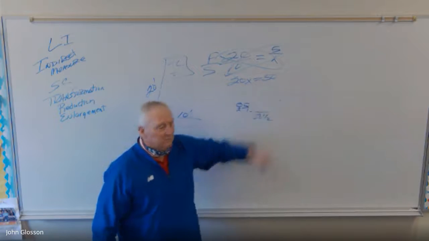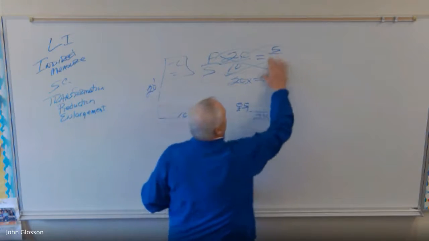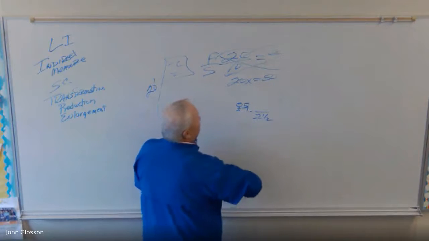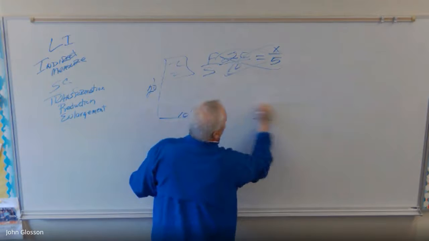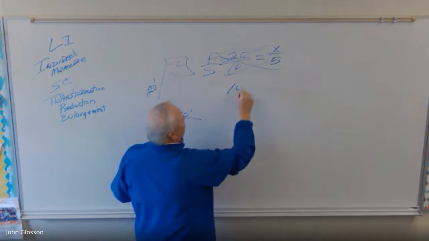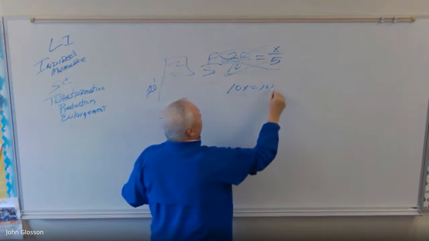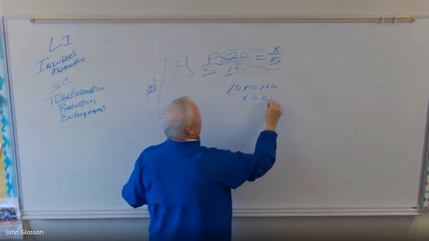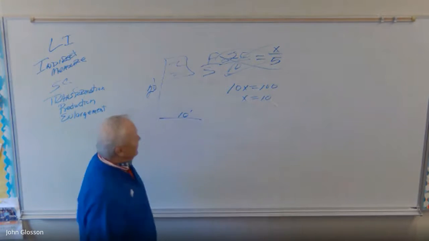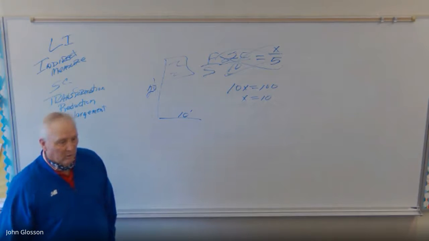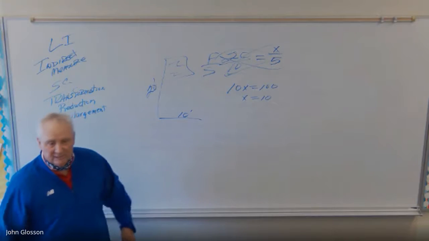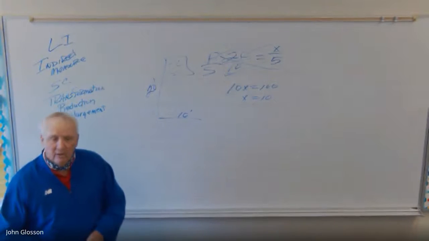Now, the issue becomes this. Somebody's going to do this. And we're going to get 10x equals 100. So x is going to be 10. So what we're going to say is Taryn's shadow is the same as the flagpole's. If you use common sense, that makes no sense whatsoever.